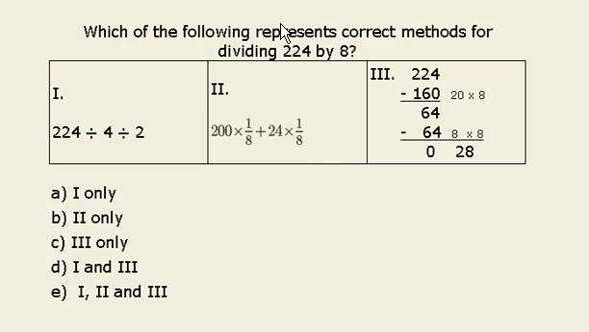In order to solve this problem, we are asked which of the following methods represents a correct way of dividing 224 by 8. One thing we might want to do is determine what the result of the computation is. Therefore, we could take 224 divided by 8 using long division, and we would see that our answer results in 28.